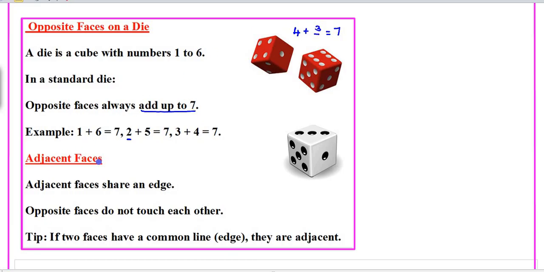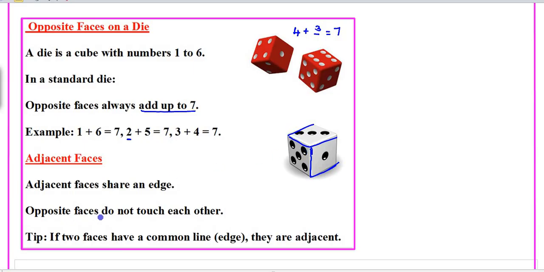The next one is adjacent faces. Adjacent faces are nothing but all faces except the opposite face. You can easily remember it this way: adjacent faces share an edge. For example, what is adjacent to this face? This one is adjacent, this right one is also adjacent, and we have the bottom also adjacent. These all are adjacent, sharing an edge.